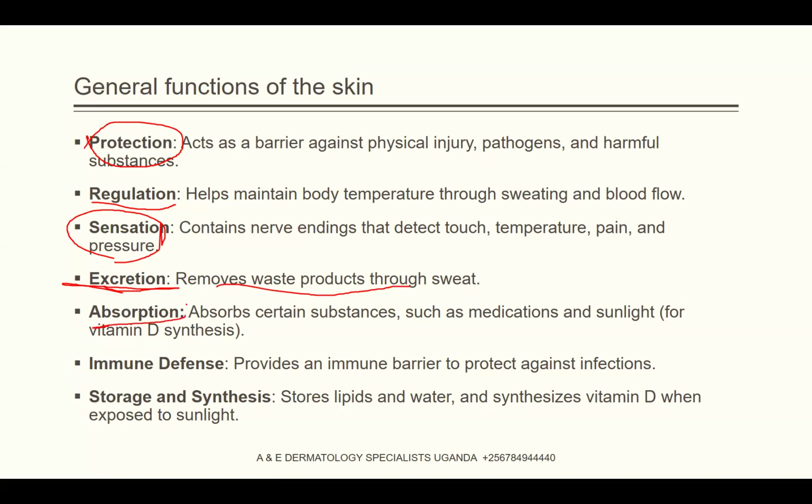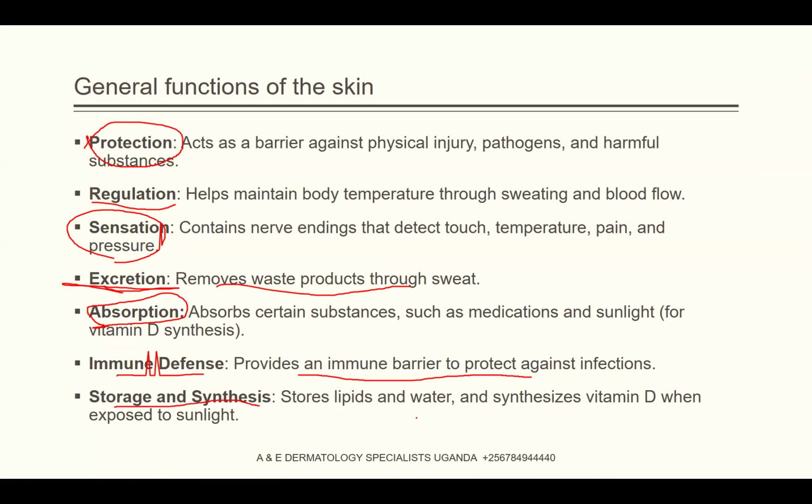Then the skin is also very vital in absorption of components or nutrients from the environment, including sunlight, and even medication. You've seen people applying medications topically, like pain medications such as a diclofenac gel, you apply it on the skin, and it is absorbed through the skin to serve the purpose that you need. Then the skin also has an immune defensive role, and in this case, your skin is providing a barrier to protect against infection, and it is equipped with both the innate immune system and the adaptive immune system, as we shall see later on in the subsequent lectures. Then the skin also serves a storage and synthesis function.